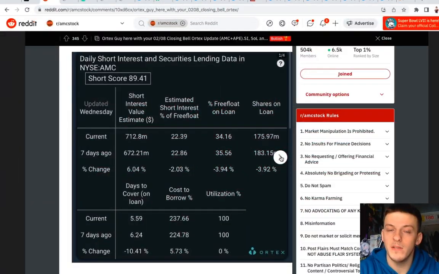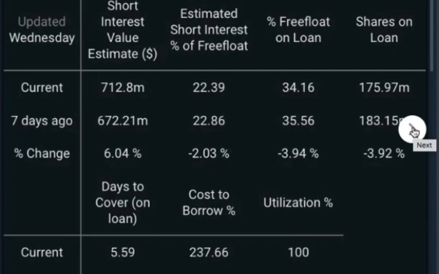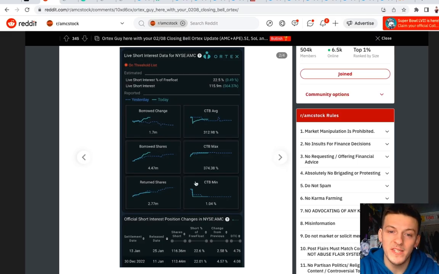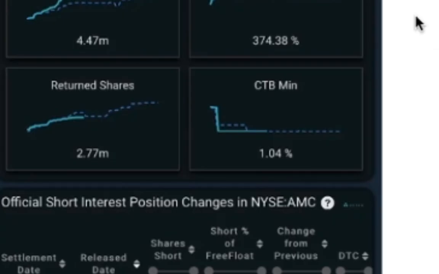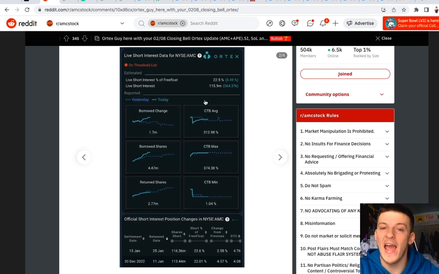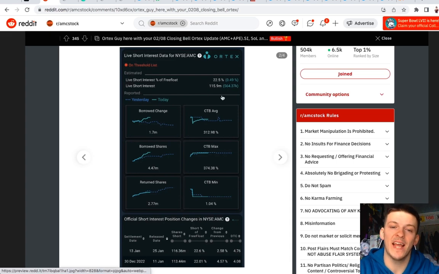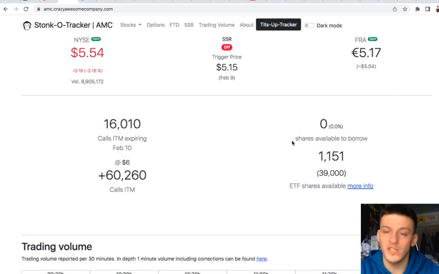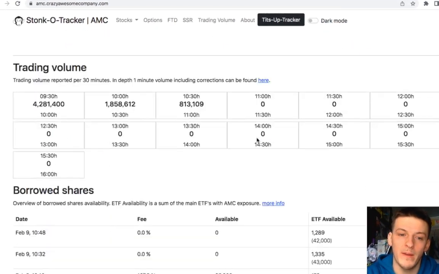Touching on some AMC Ortex numbers real quick: 22.39% short interest, utilization is maxed out. The cost to borrow minimum is sitting at 1%, so some short sellers are barely paying a fee. However, the average is still at 312%, so the majority of short sellers are paying 3 times their position still, and the max is sitting at 378%. According to Stock Tracker, there are 0 shares available to borrow at a most recent fee of 167.5%.